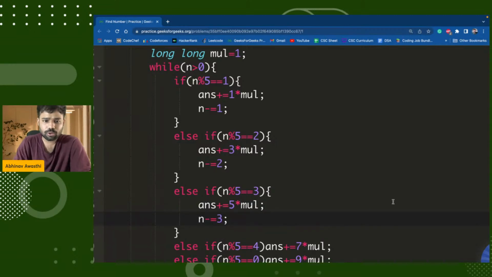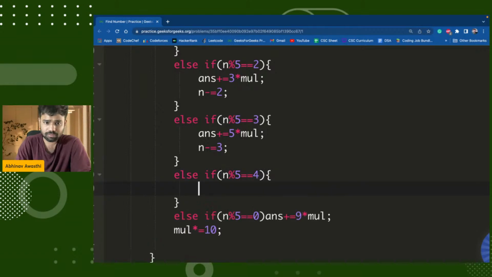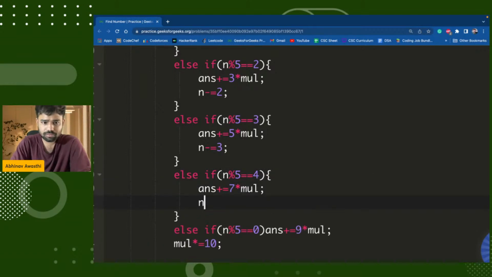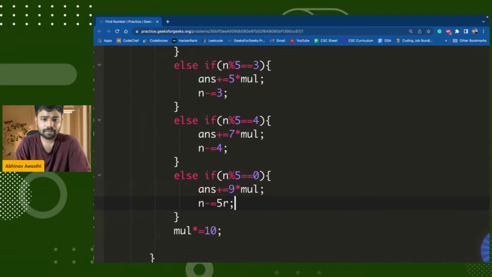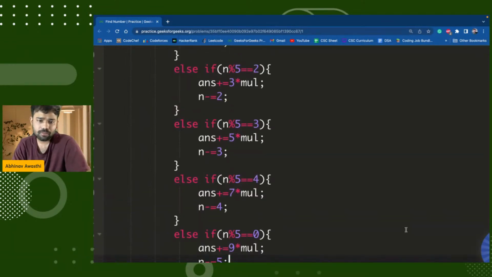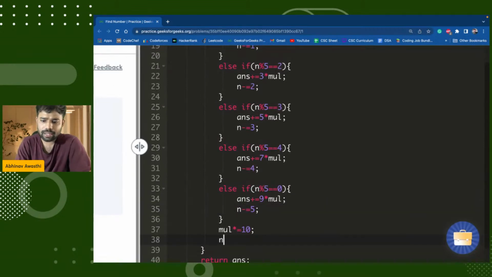The code is becoming quite complex. Like this. And then we can simply do n modulus is equal to.